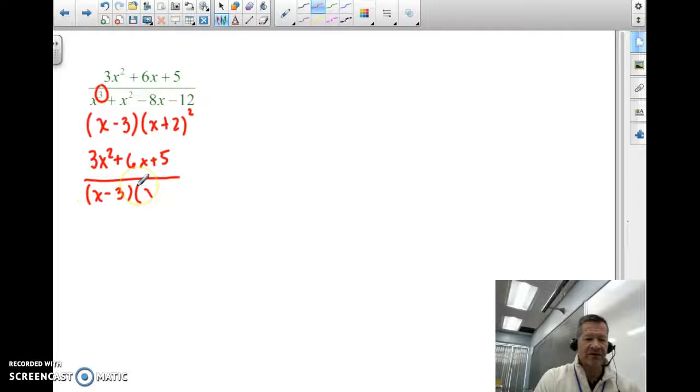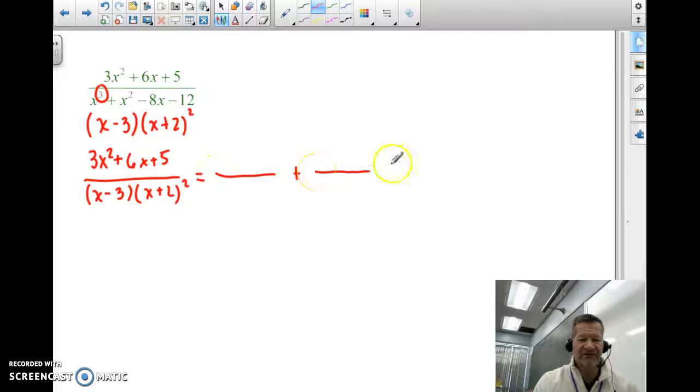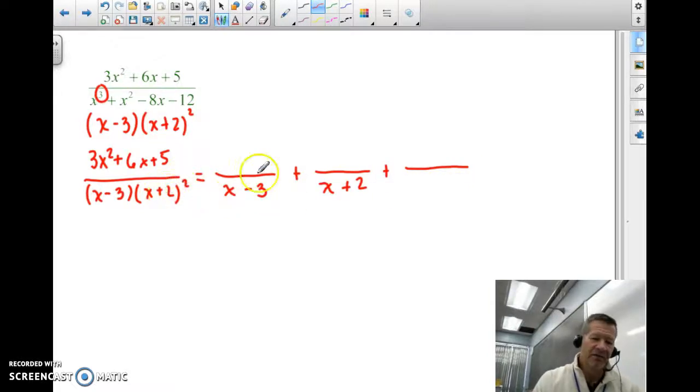Well, what I can see here is that I've got a repeated linear factor. So watch how I'm going to do this one. This time, I've got two different factors, but one of them occurs twice, so I can split that up into 3 fractions. Now watch this. One of them is going to be x minus 3, and that's easy. That only occurs one time, so we do that. Another one is x plus 2. But what am I going to do for the third fraction? Well, I'm going to put x plus 2 to the second power.